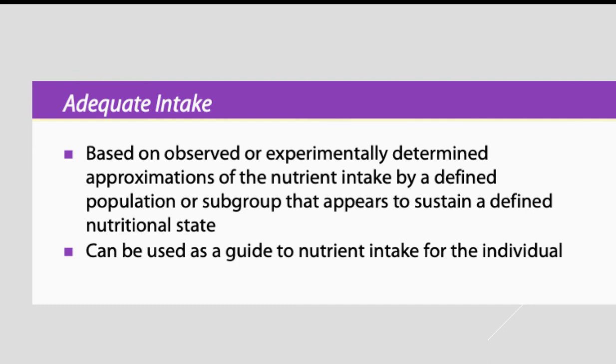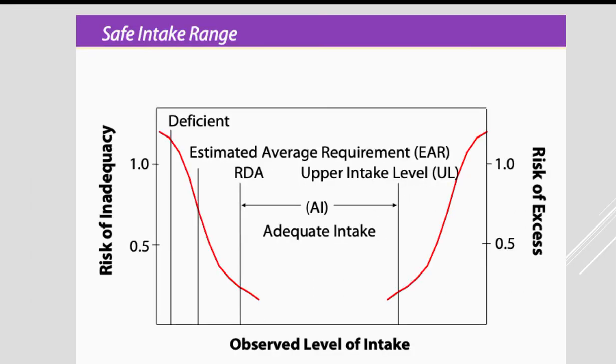Adequate intake is based on observed or experimentally determined approximations of a nutrient intake by a defined population or subgroup that appears to sustain a defined nutritional state. That can be used as a guideline to nutrient intake for an individual. The adequate intake is kind of an upside down bell curve, determining basically what's safe, what's an average safe intake of any particular nutrient.